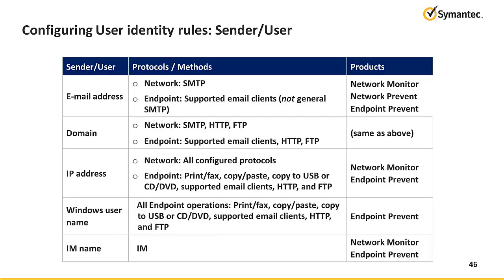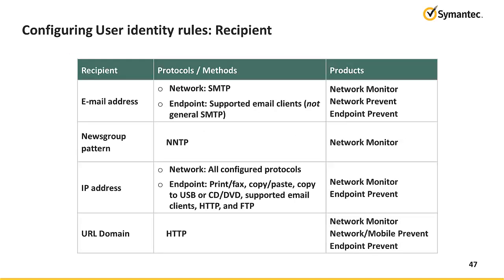This table shows user identity types that Symantec DLP recognizes within the Sender User Matches Pattern detection rules. It also includes the protocols or transmission methods to which they apply and the products for which they function. This table shows the user identity types that Symantec DLP recognizes within the Recipient Matches Pattern detection rule, along with the protocols or transmission methods to which they apply and the products for which they function.